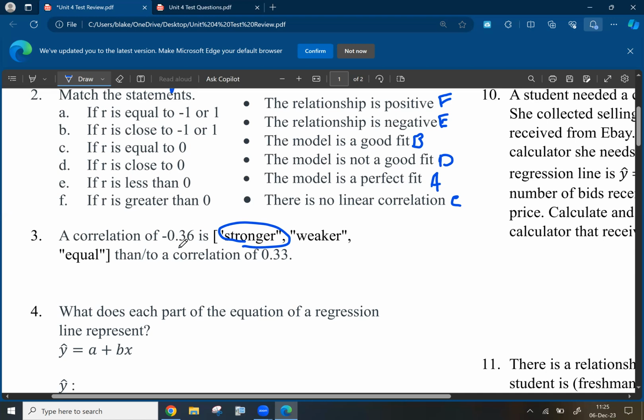So this is a stronger negative correlation. This is a weaker positive correlation. But we're not interested in negative or positive. We're just interested in what's stronger and what's weaker. So 0.36 is stronger than 0.33.